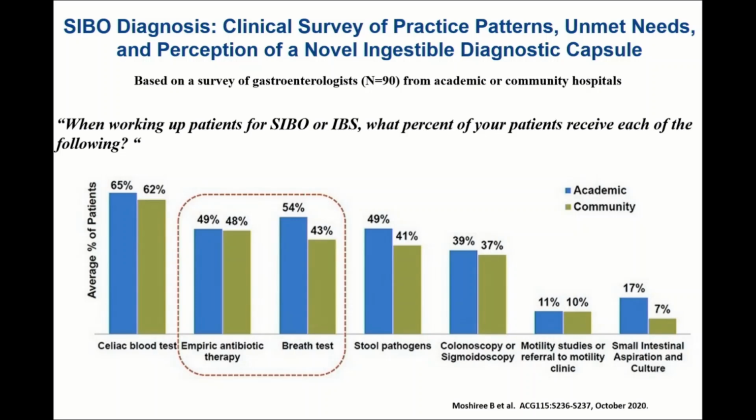From an academic standpoint, we see that celiac serology is being done, as well as in private practice. Empiric antibiotic therapy is given to half the patients with a suspicion of SIBO or IBS. Breath test in academia is used more, at 54%, in comparison to the community hospital at 43%. And half of the physicians do stool pathogens. Colonoscopy is done to a lesser extent depending on the indications, and motility studies as well as small intestinal aspiration are done the least.